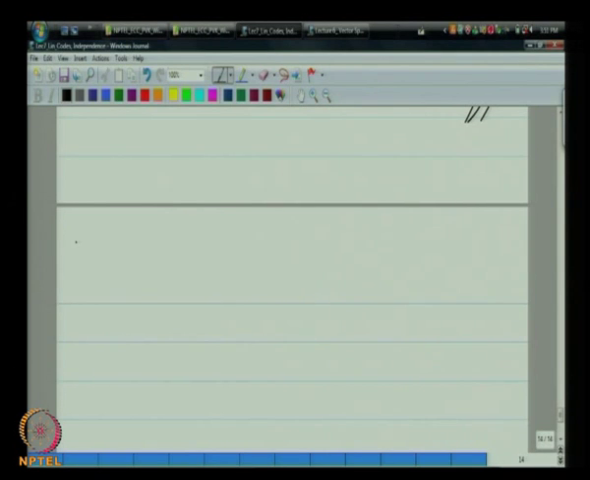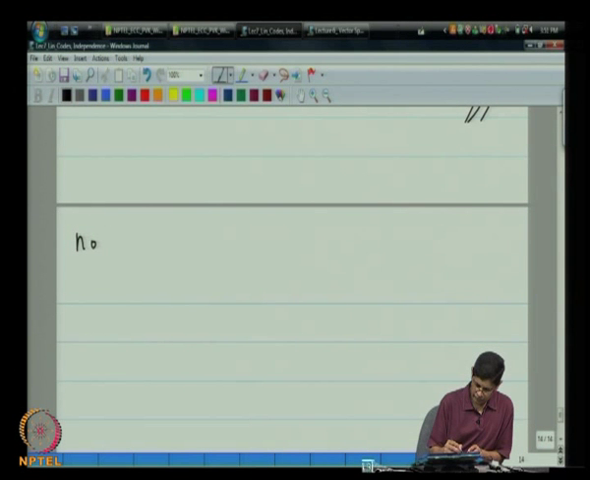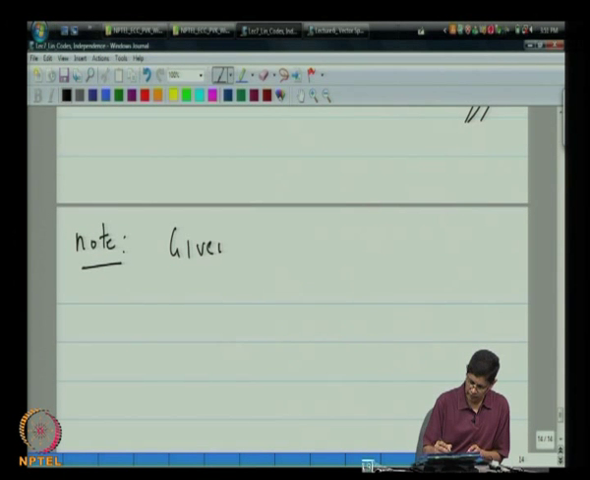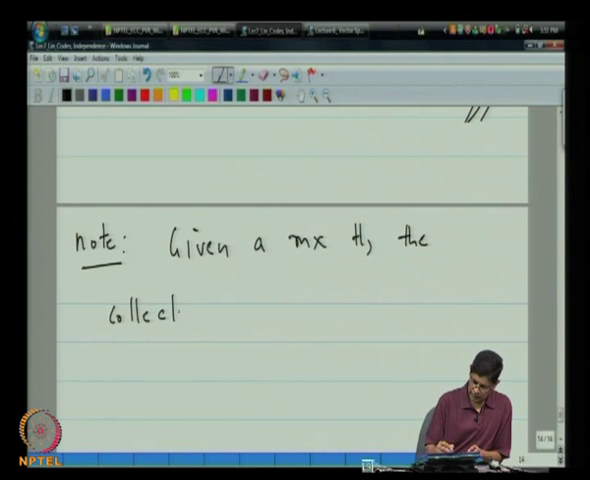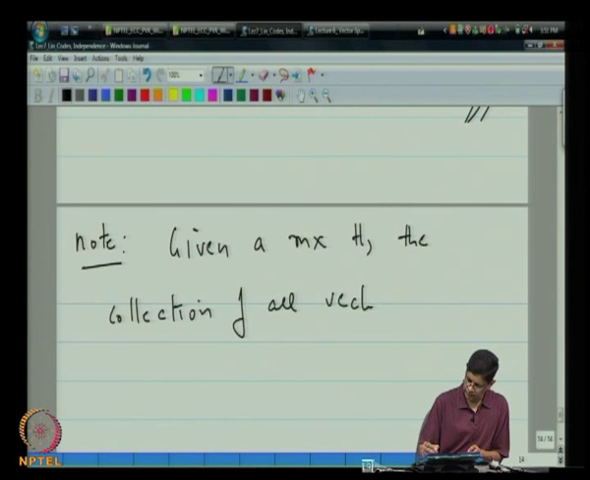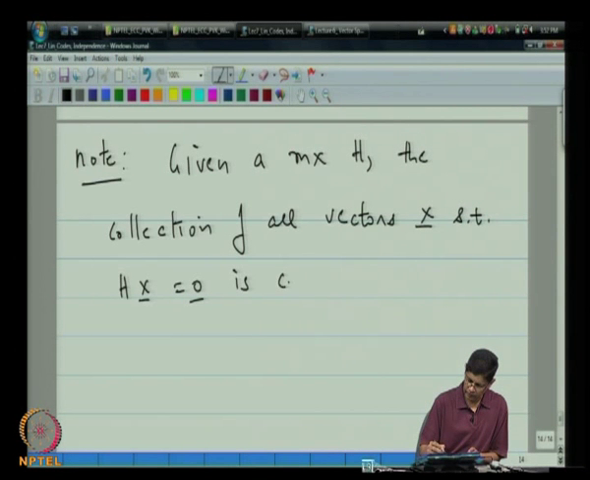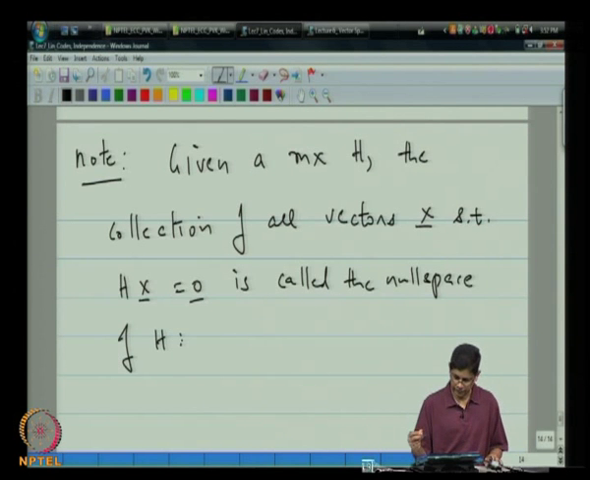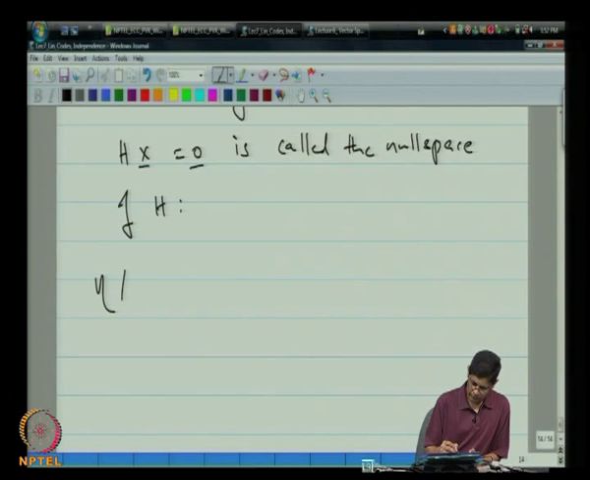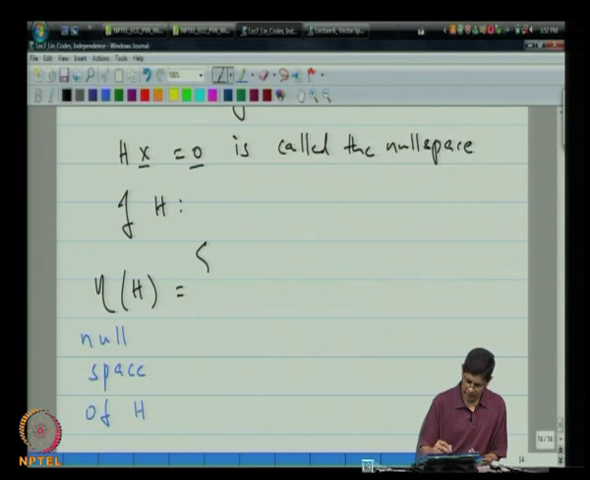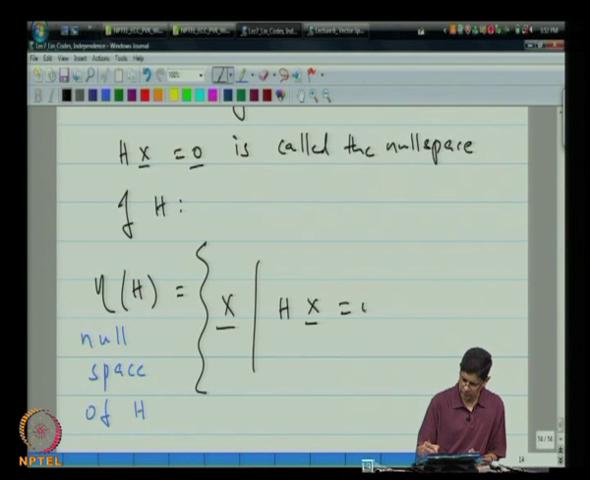Okay. So, note: given a matrix H, the collection of all vectors x such that H times x equal to 0 is called the null space of H. Okay. So, this means the null space of H is the set of all vectors x such that Hx equals 0.